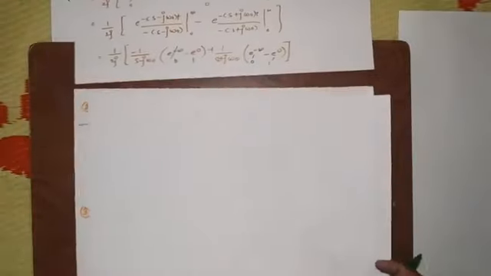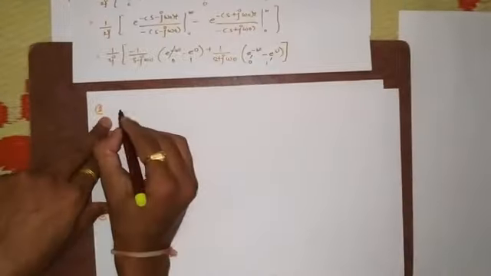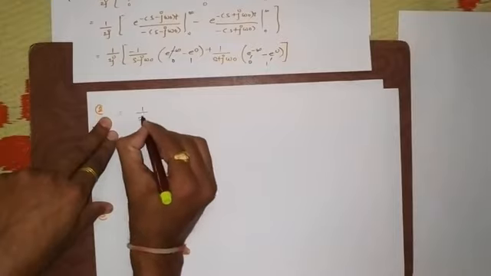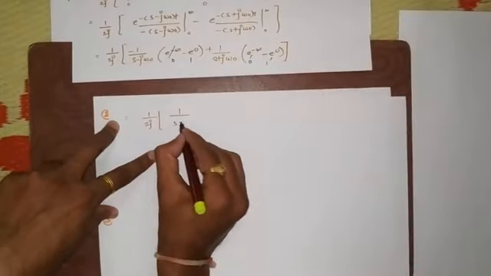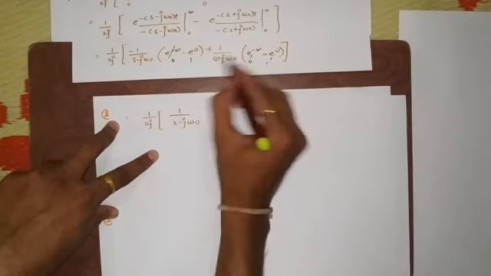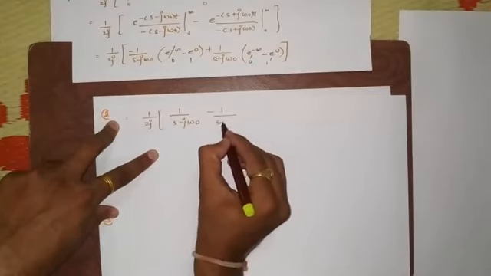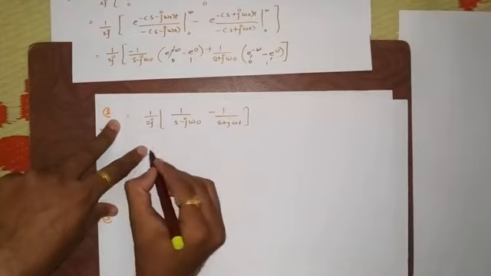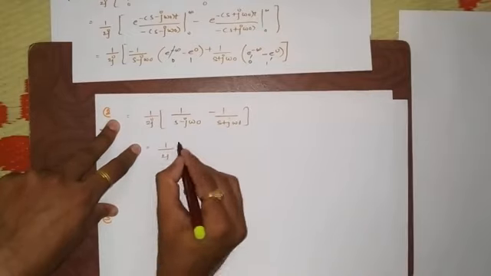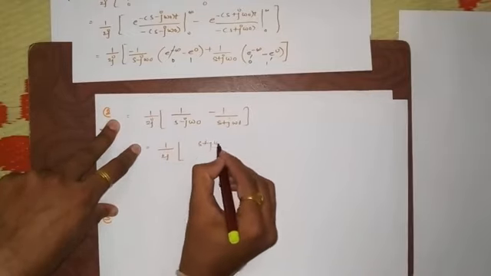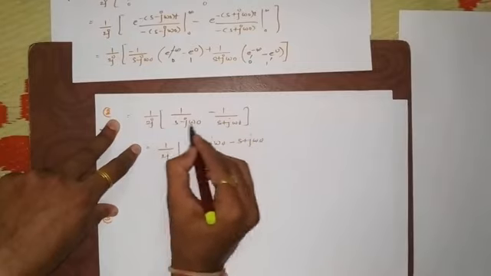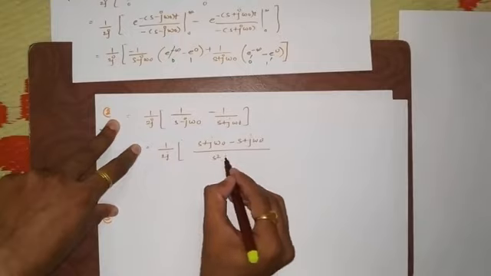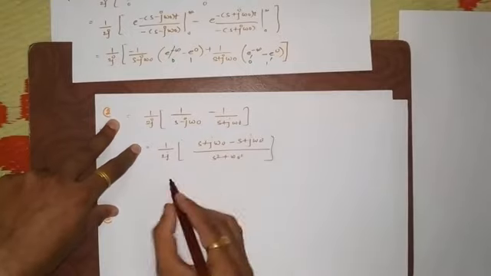So we are left with the values that we can write directly now. This is 1 by 2j outside, so we are left with 1 upon s minus j omega naught, and this is minus 1 by s plus j omega naught. So we'll write directly 1 by 2j as it is, s plus j omega naught minus s plus j omega naught, this minus sign changes the sign, divided by, as usual, s square plus omega naught square.